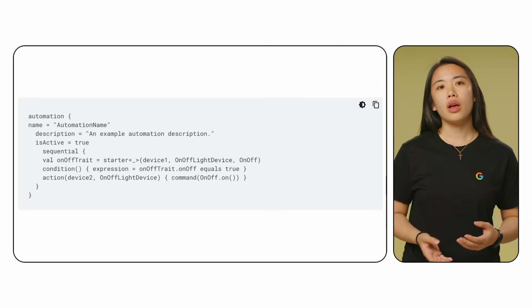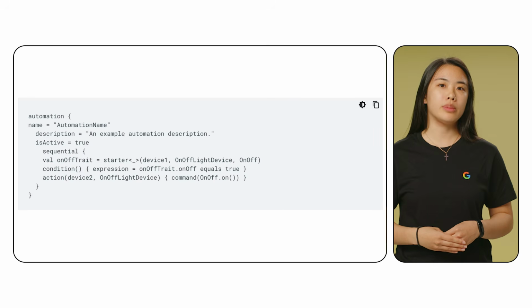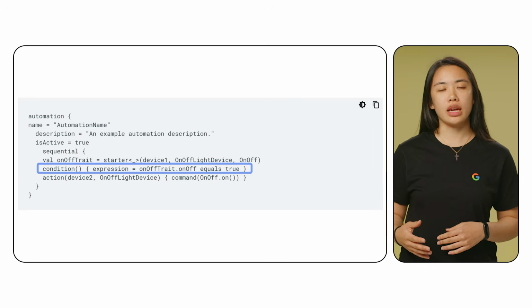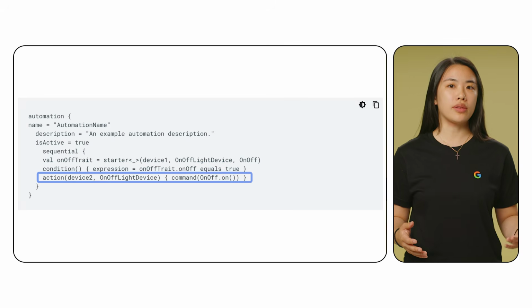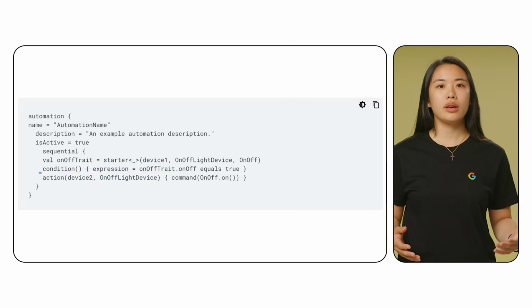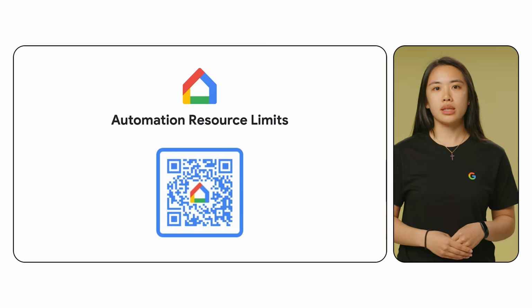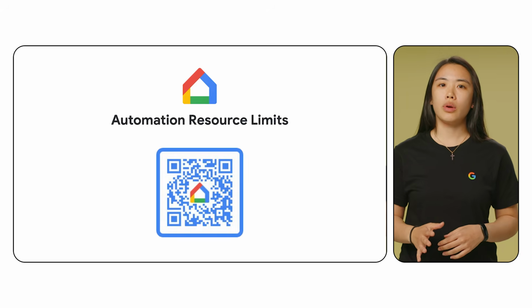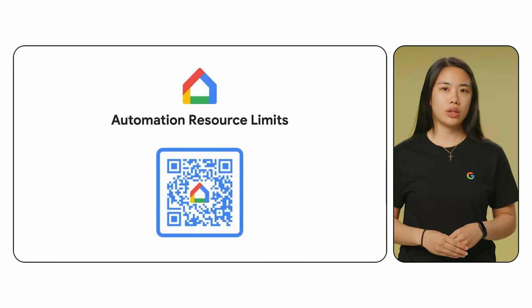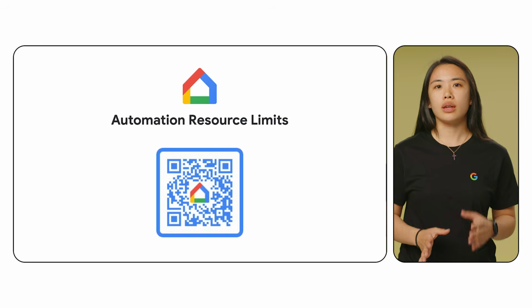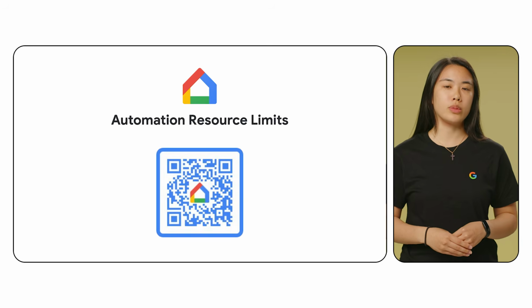Developers provide these nodes to the automation engine using a domain-specific language, otherwise known as DSL, created specifically for Google Home automations. In this example, the automation synchronizes 2 light bulbs. When device 1's on-off state changes to on, then device 2's on-off state is changed to on as well. Note that when you are working with automations, there are resource limits. For example, the maximum number of nodes per automation. For the latest information, scan the QR code to visit the Google Home Developer Center.